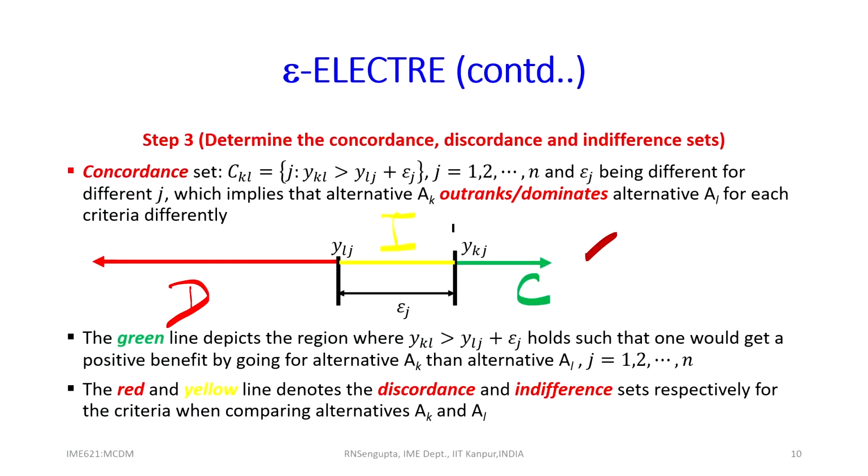So, concordance would have all this where the outranks or dominates values are there. The green line would depict the region where it is more, so you put it on the positive side. The red and the yellow line would denote the discordance on the different regions. Discordance means I definitely do not like, and in the between region the yellow one is where I am indifferent. So, any positive or negative in that band region does not matter to me. When I talked about the color difference, it is exactly similar to the blue and red concept which I considered in the discordance and concordance concept.